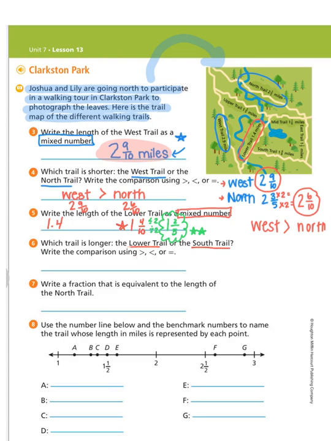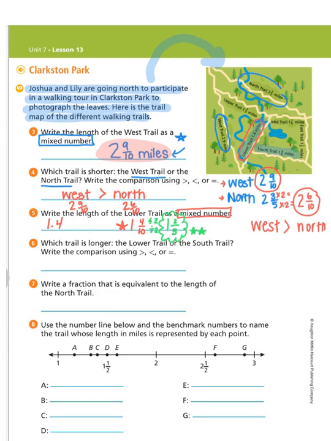Now that you've given number 6 a try, let's see how you did. Looking at the lower trail, it looks like that's 1.4 miles, and the south trail is 1 4/8. Because the south trail is a mixed number, let's keep the lower trail as our mixed number that we made in number 5. Hopefully you did that as well.